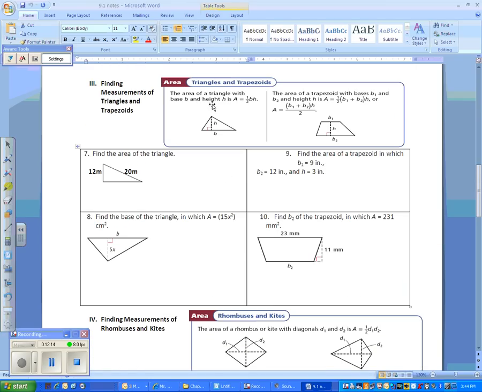Okay. The next shape we're going to talk about are triangles. The formula for triangles is base times height divided by 2. And again, it's super important that you remember that the base and the height are always perpendicular to each other.